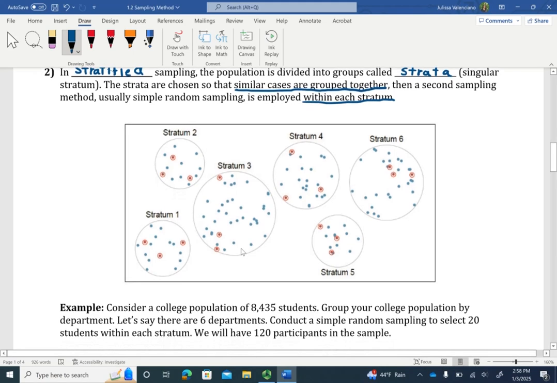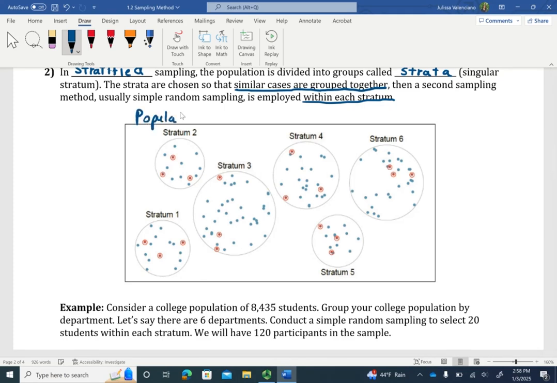Okay. So let me give you an example. We're going to use the same population as before. We're going to consider a college population of 8,435. We're going to use this visual to visualize this example. So our population is inside this rectangle. We have a total of 8,435 students.